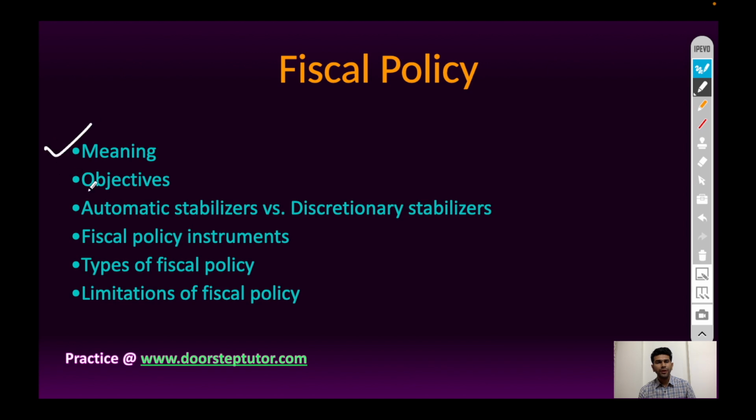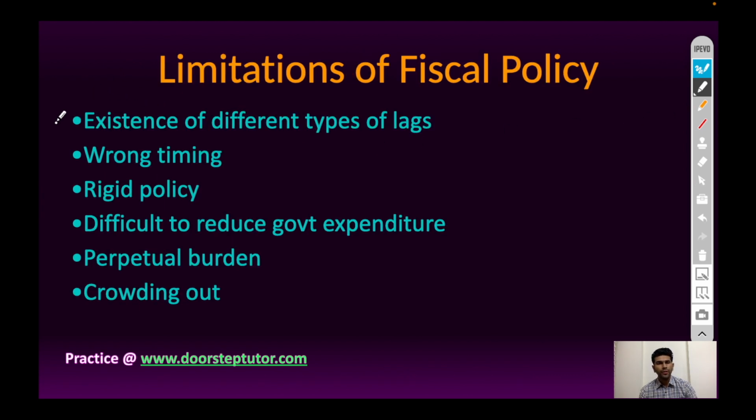So we have discussed the meaning and objectives of fiscal policy, automatic and discretionary stabilizers, fiscal policy instruments, and types of fiscal policy. Let's start with limitations of fiscal policy. First point, existence of different types of lags. Lags means delays. It means when inflation is going on in the economy, the government doesn't even recognize it. If they recognize it, they will delay the decisions. If they take a decision, they will delay implementing it. And if they implement the decisions, the impact will be delayed.